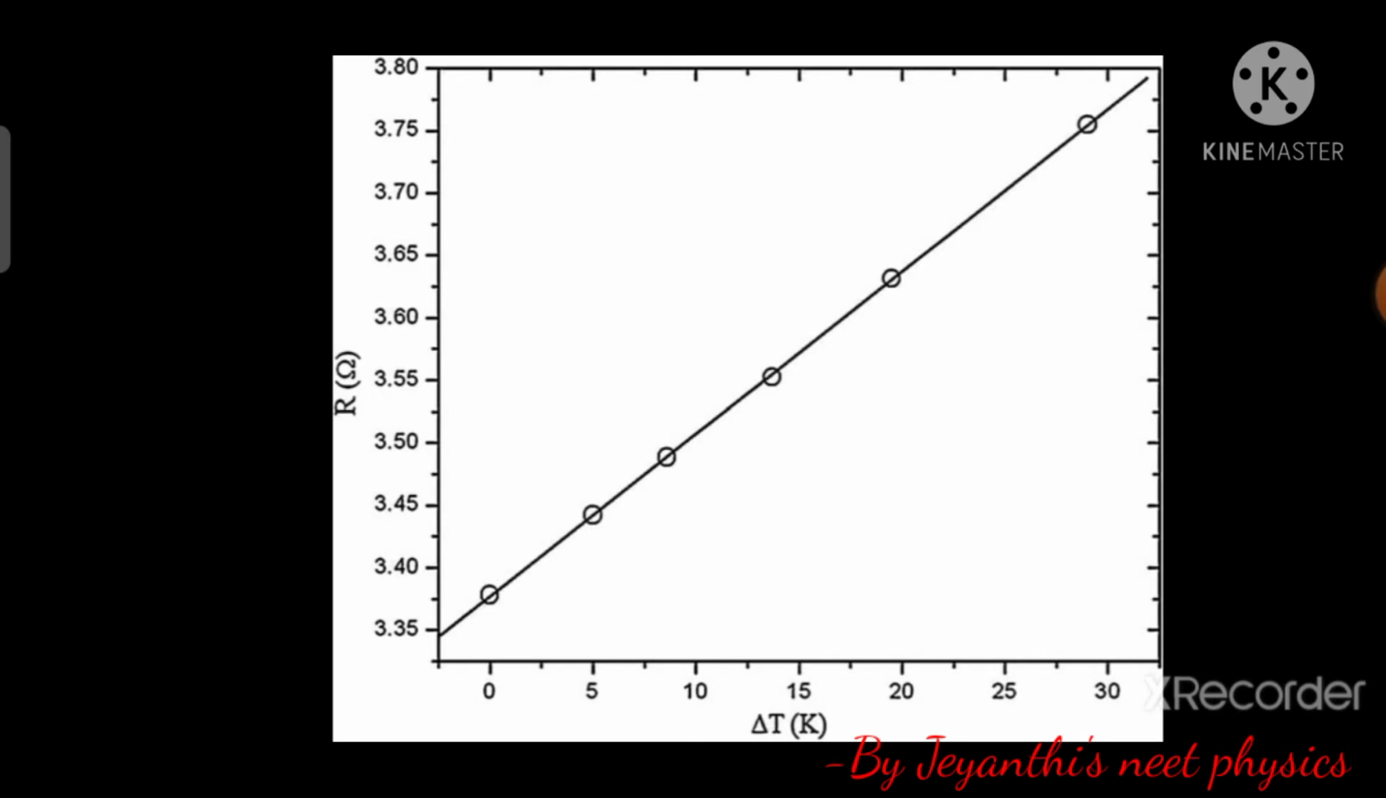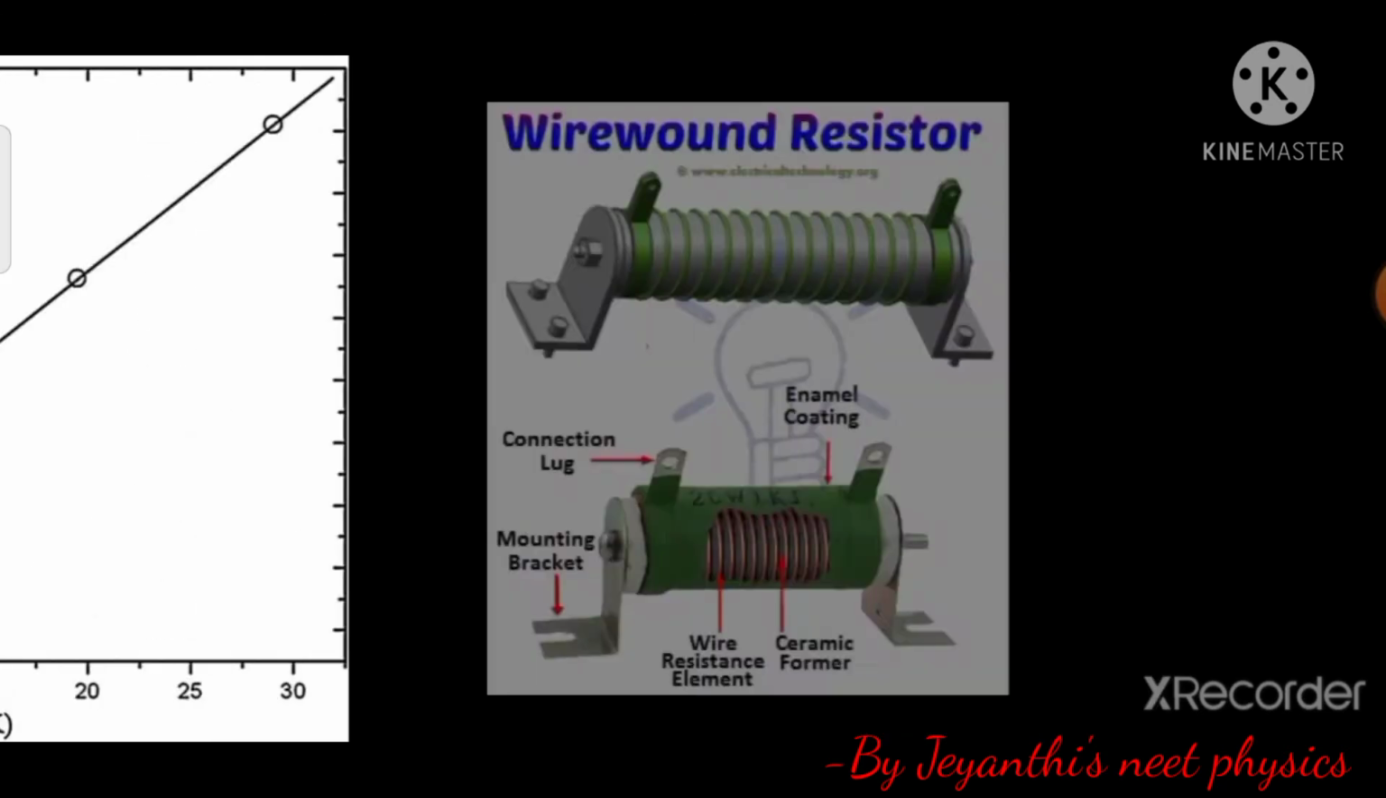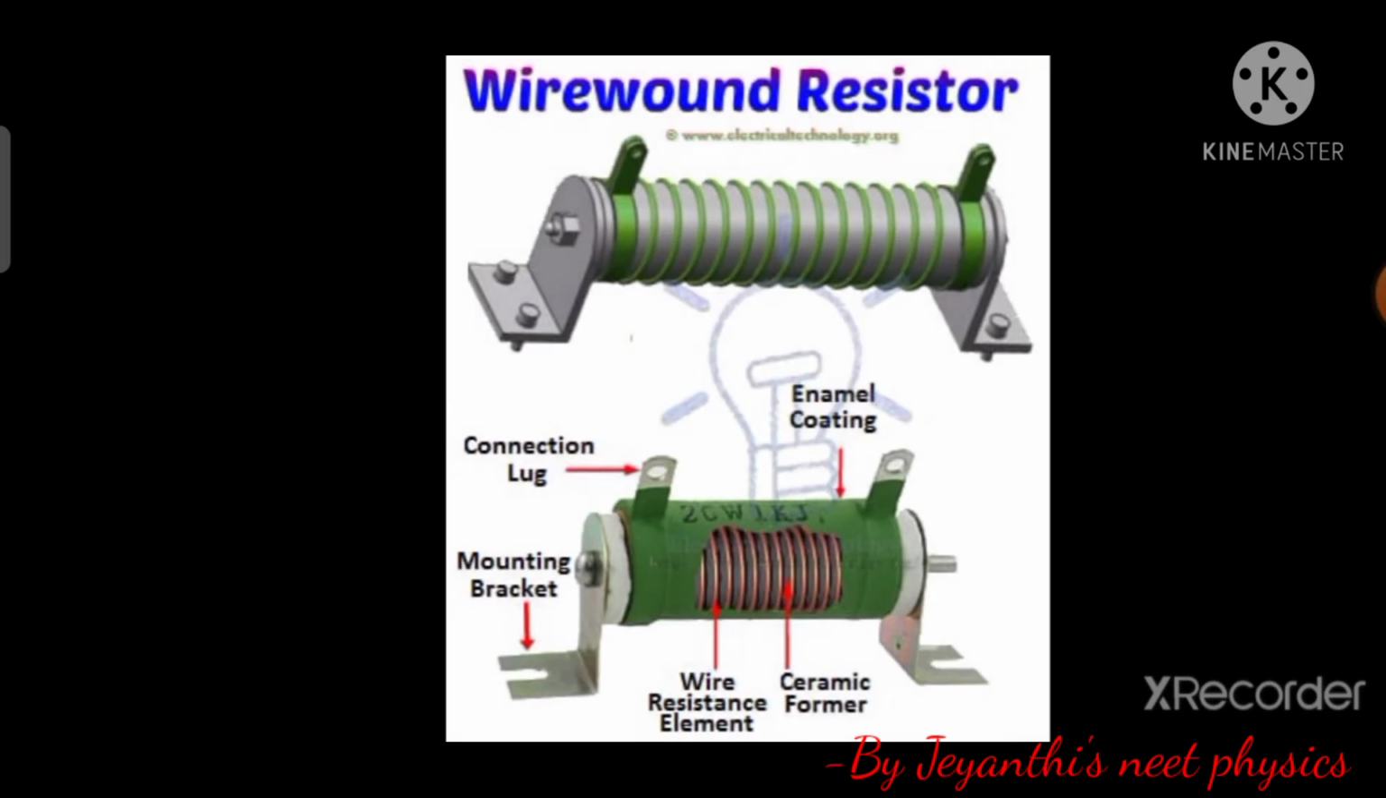If we draw the graph between resistance and temperature for a semiconductor, a curve will be obtained. We can't get a linear graph. Only for metals we can get a linear graph. So the graph shown in the diagram is drawn for conductors only. So for conductors we get a linear graph. The next thing we are going to see is the carbon resistors.